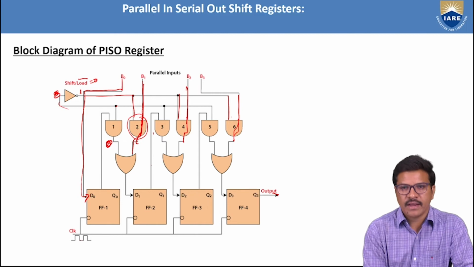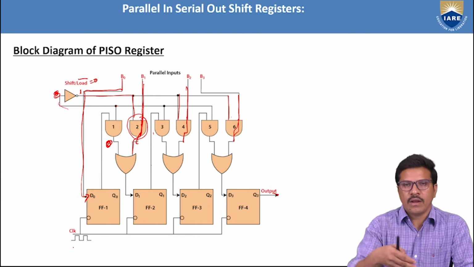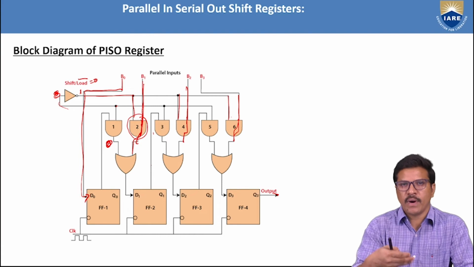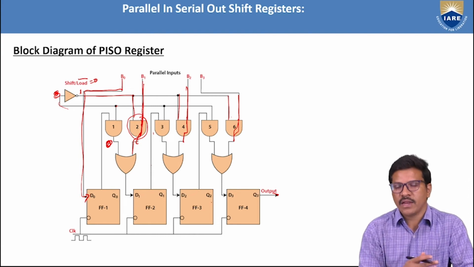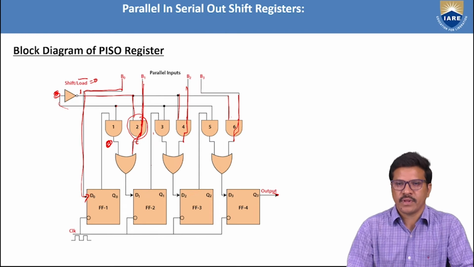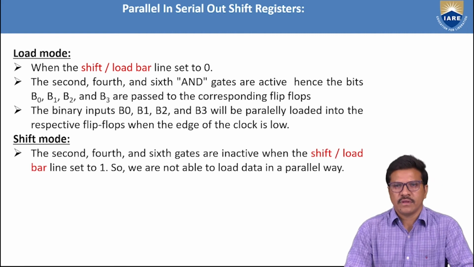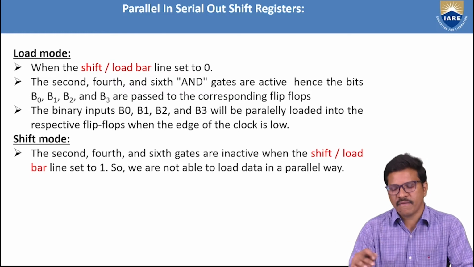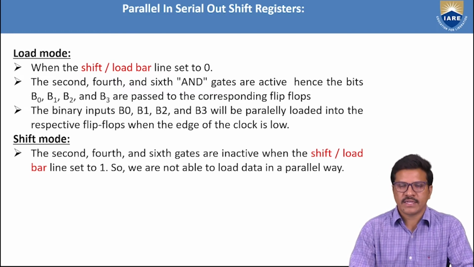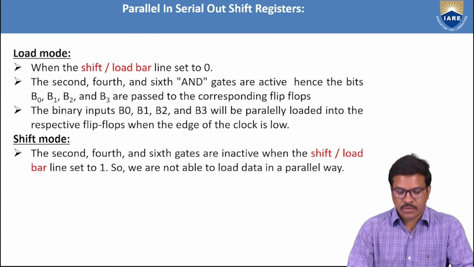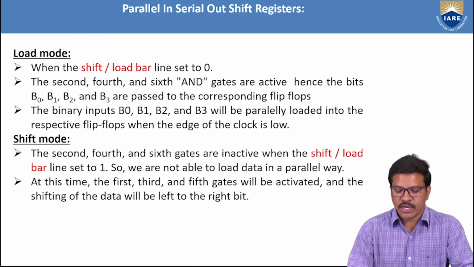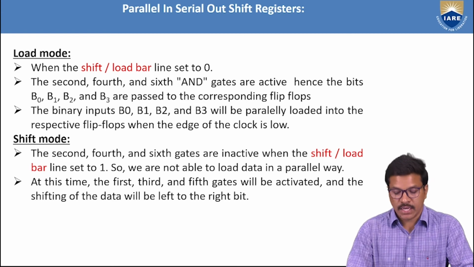Once the clock is applied, the data loaded while shift by load bar is equal to 0 is available, and then we can move to the next mode, the shifting mode. In the shifting mode, all the even-numbered gates, the second, fourth, sixth, are inactive and all the odd-numbered gates are active. When the odd-numbered gates are active, we are not able to load the data, but we can shift the data. At this time the first, third, fifth gates will be active, and shifting of the data will be from left to right.